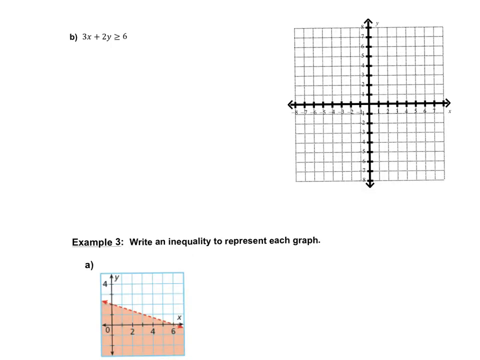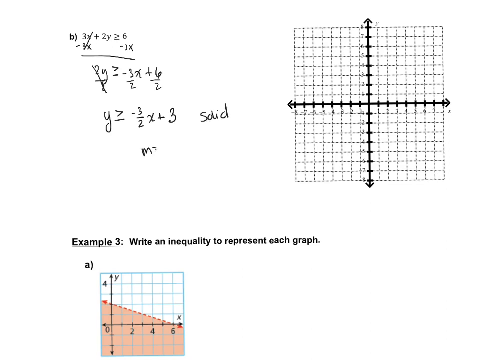Here's another one. The first thing we need to do is isolate y. So I'm going to subtract 3x to get that to the other side. And I have 2y is greater than or equal to negative 3x plus 6. Divide everything by 2. y is greater than or equal to negative 3 over 2, which is simplified already, and 6 over 2 becomes 3. So now I have my equation. I also know this is going to be solid.